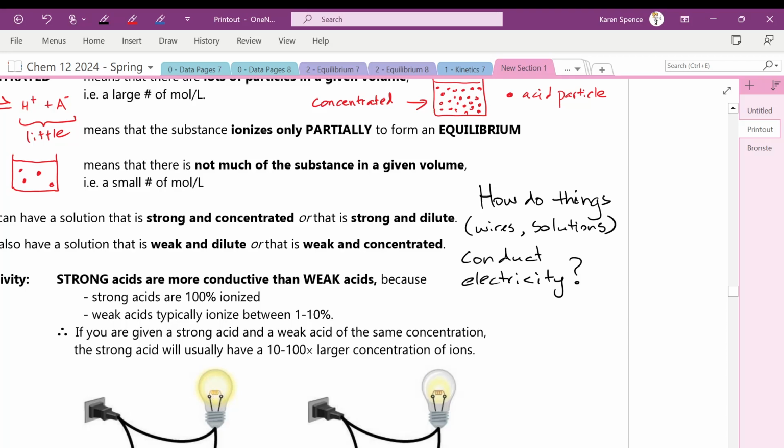So what is the important thing about conducting electricity? I want you to chat about that with your neighbors and decide what you think. Let other people think as well. How do things conduct electricity? What do you know about that already?